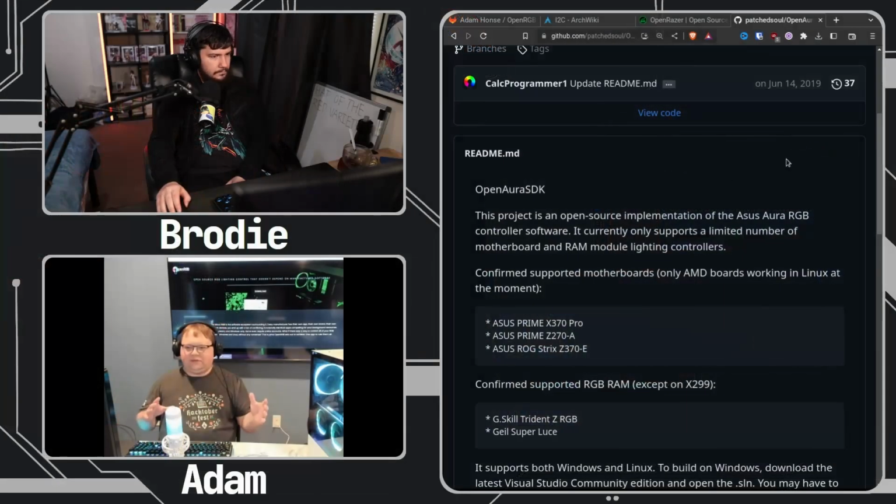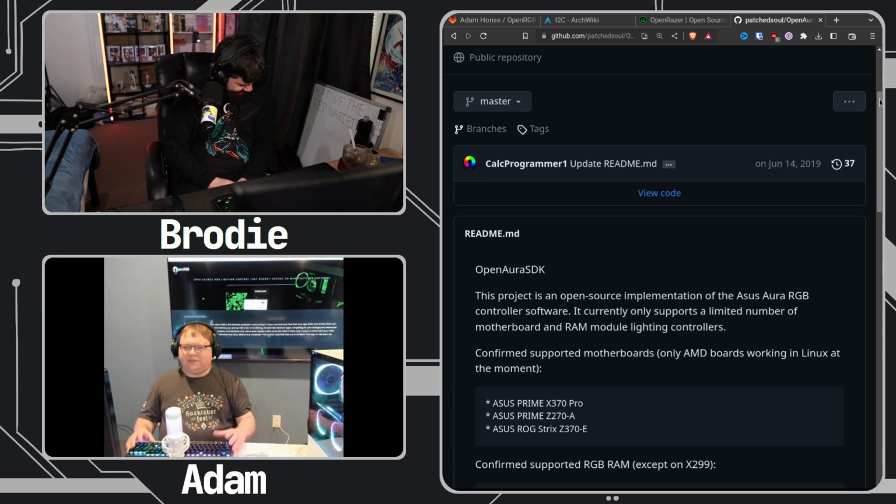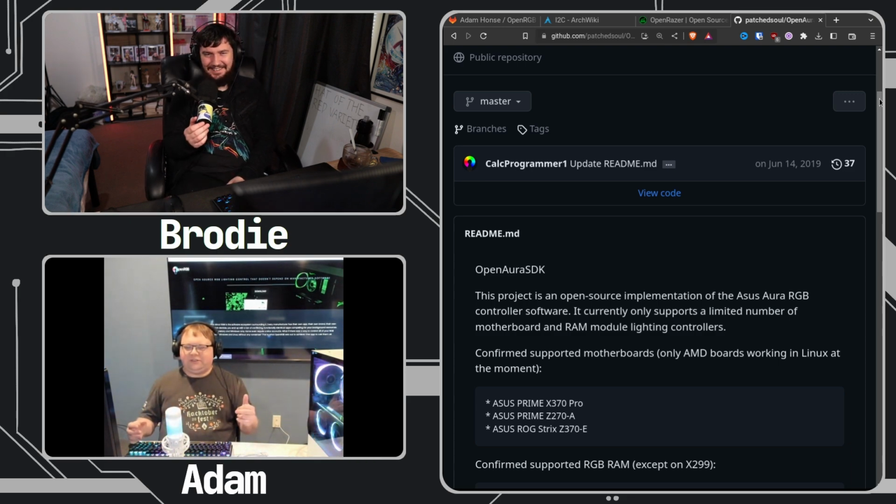I got it to where you could just set the modes for your RAM, your motherboard, very limited scope. It was just Asus Aura I2C devices, and it really only worked on certain motherboards because different motherboards had different configurations, and I didn't know how to understand how those configurations worked.